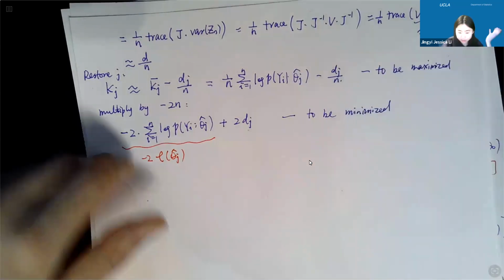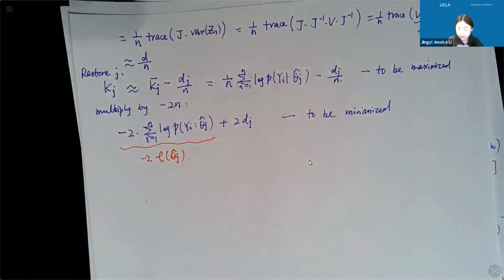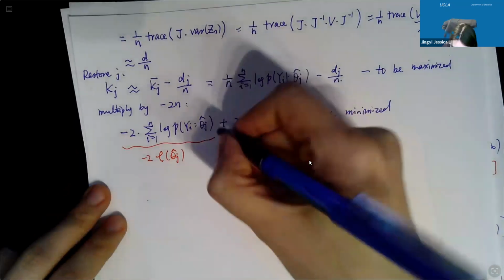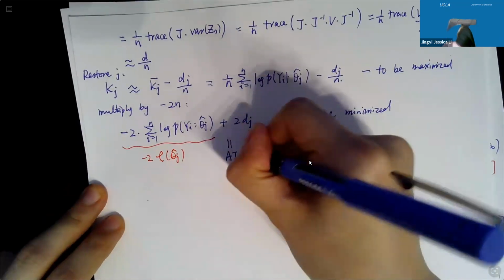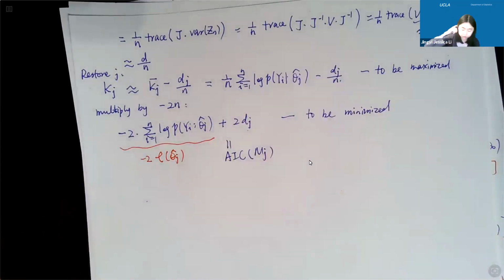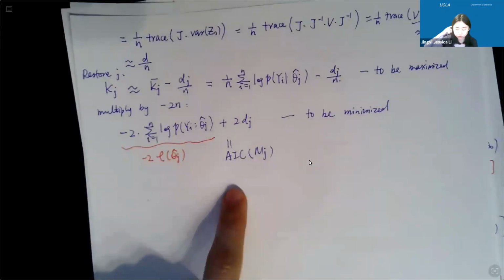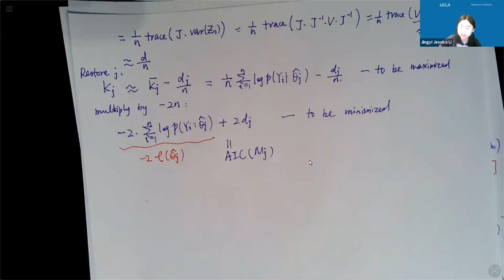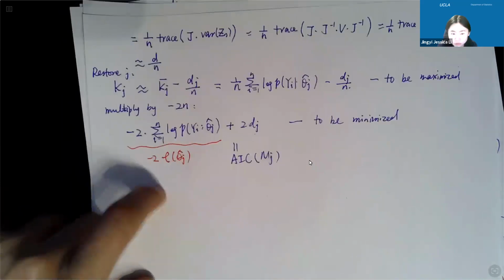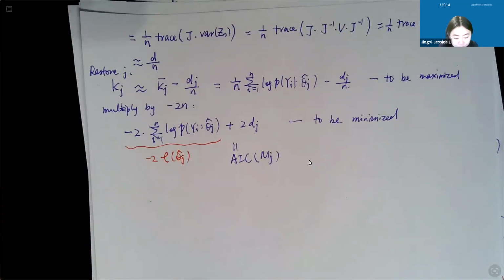So if this is your definition of AIC of model Mj, you hope to minimize AIC as opposed to maximize AIC. But it depends on the context. Sometimes people may use another definition of AIC without a negative sign, so then you want to maximize AIC. So just be sure what the definition of AIC is. But I would say this is the most common one, to be minimized.